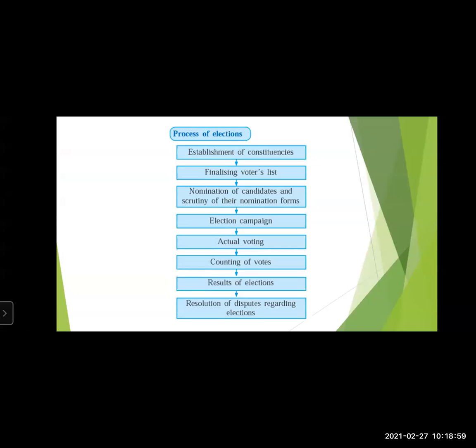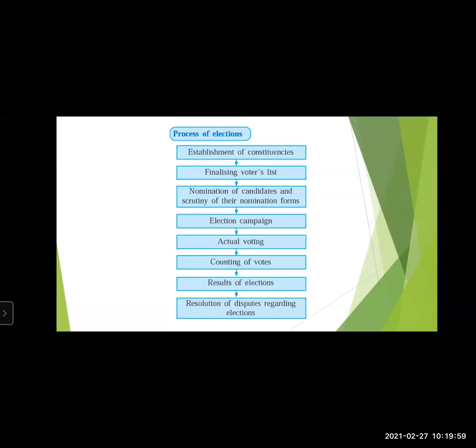Then we have the process of election. Now, this flow chart you can get in your concept map or in your exam. In a concept map question, the first point would be given and the rest of the flow chart points have to be completed by you. For the process of election, the steps are: first is the establishment of the constituencies. All this process is conducted by the Election Commission of India. First they establish the constituency, that is the electoral division or ward. Next is finalizing the voters list. Then nomination of candidates and scrutiny of their nomination forms, the application forms they fill. Then the election campaign, which is a time when a politician or party tries to persuade people to vote for them.